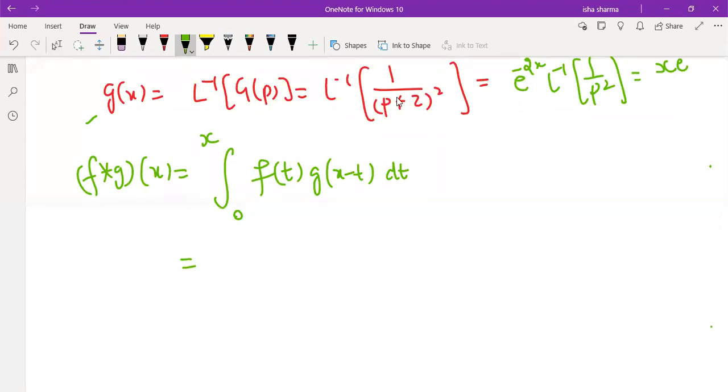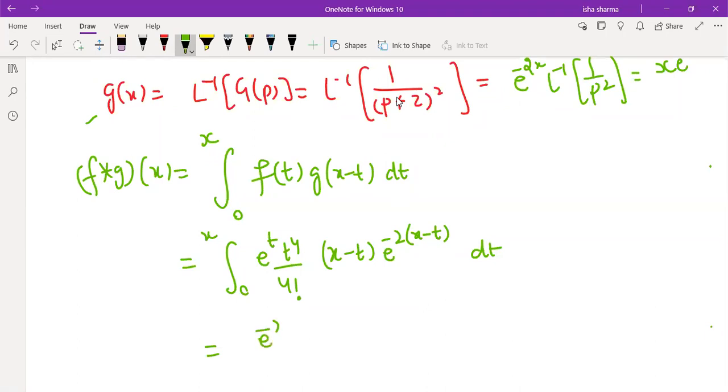You got f(x) and g(x). What is f(x)? f(x) was e raised to power x, so I have to write in form of t now, and g(x) is x into e raised to power minus 2x. So x has to be changed with x minus t, and e raised to power minus 2x has to be changed with x minus t, dt, 0 to x, right?